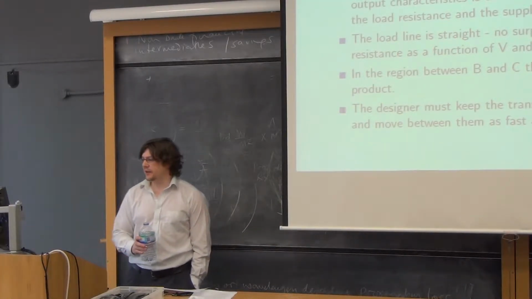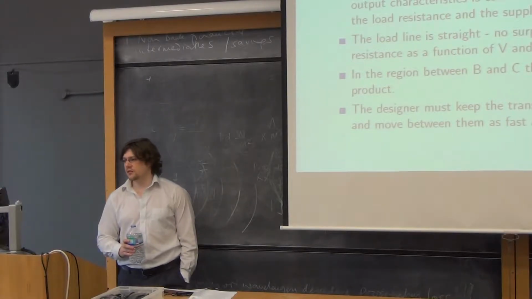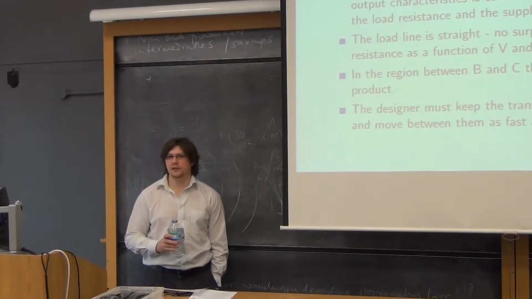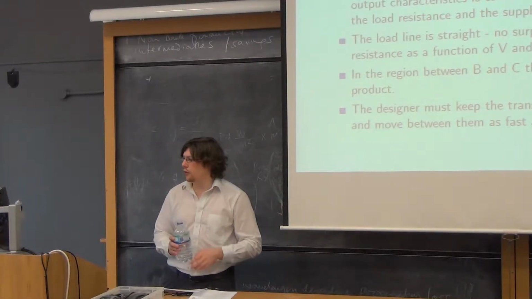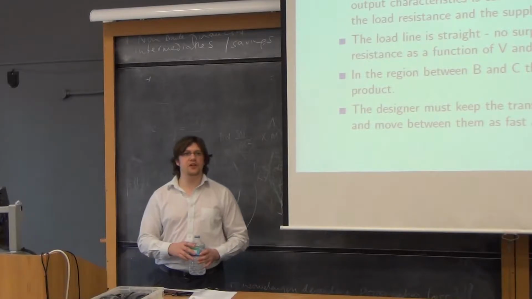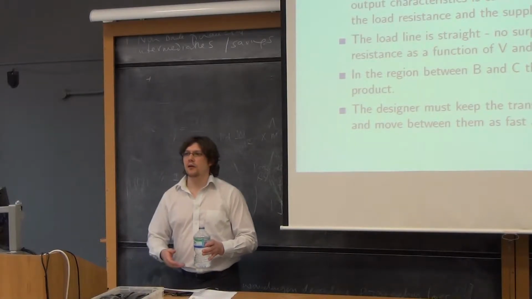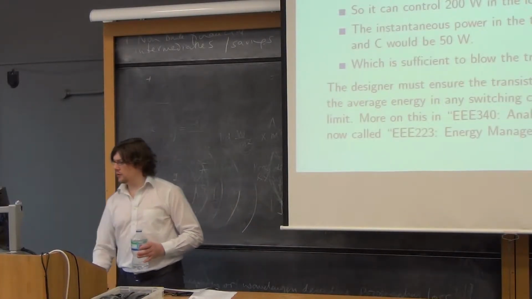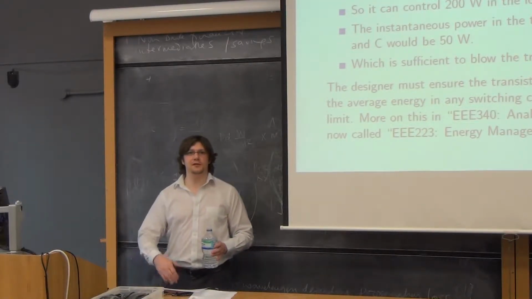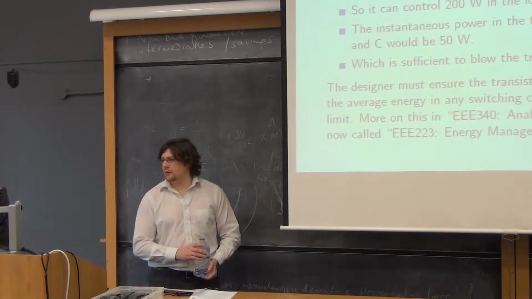And in the region between B and C, there is a very significant VI product. That's to say, volts times amps is watts. So there's a lot of power dissipation when we're going between the on and the off state. And the designer, that's you, must keep the transistor at point B or point C and must move between them as fast as possible. We will not deal with the moving between. We will just assume it happens instantly, and we won't worry about the amount of power involved. But in some other module, EEE223, formerly EEE340, we'll have to have a little look at power dissipation.